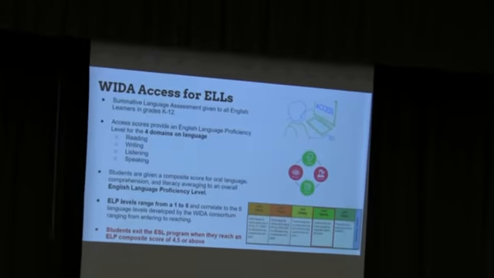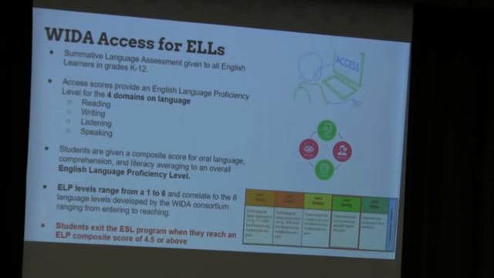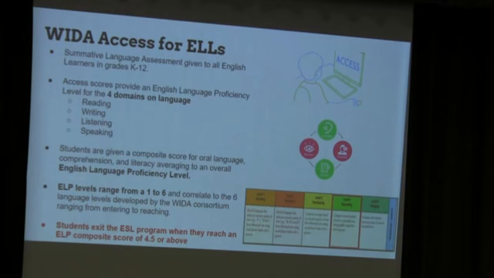ACCESS for ELLs is a summative language arts assessment given to all English language learners in grades K to 12. ACCESS scores provide English language proficiency for the four domains of reading, writing, listening, and speaking. Students are given a composite score for oral language, comprehension, and literacy, averaging to an overall English language proficiency level. ELP, or English language proficiency levels, range from 1 to 6 and correlate to the 6 language levels developed by the WIDA consortium. Students exit the ESL program when they reach an ELP composite score of 4.5.